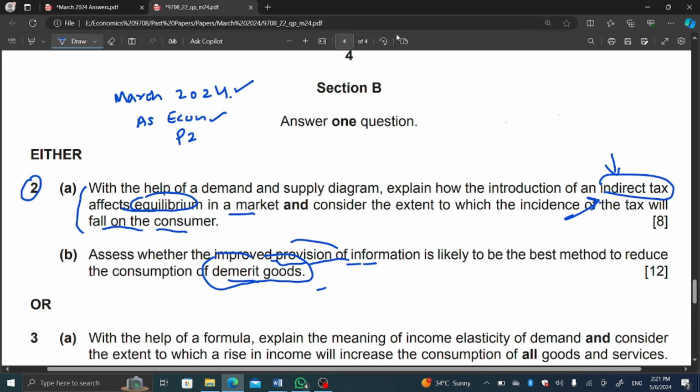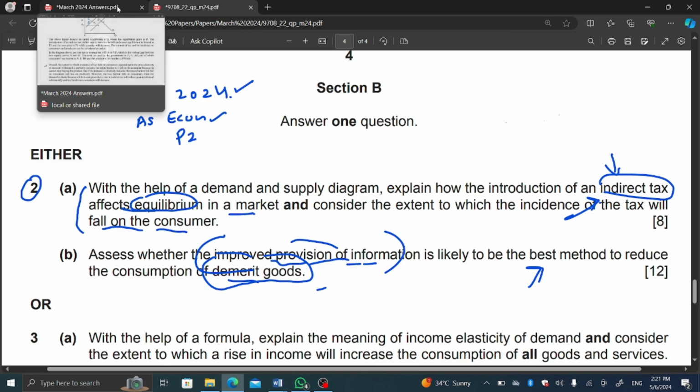And at the end you will have to give a conclusion. In conclusion, you can basically talk in favor of the provision of information or against it as well. So if you say that provision of information can be the best way to reduce consumption of demerit goods, you will say that it has long lasting impact, because when people know the effects of demerit goods in true sense, they may stop purchasing them and consuming them in the long run.